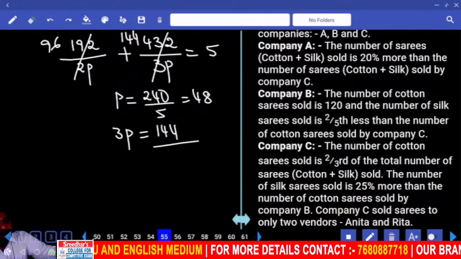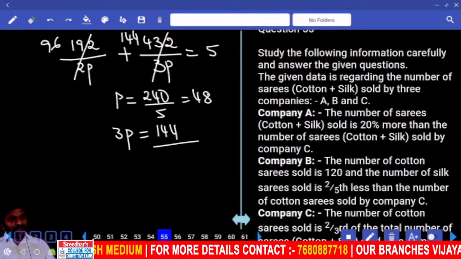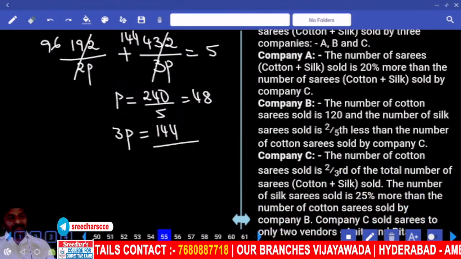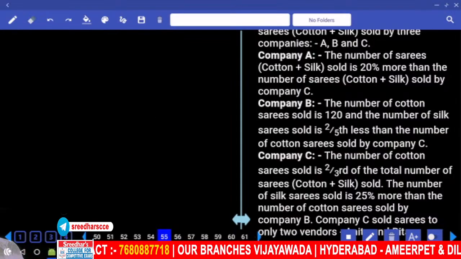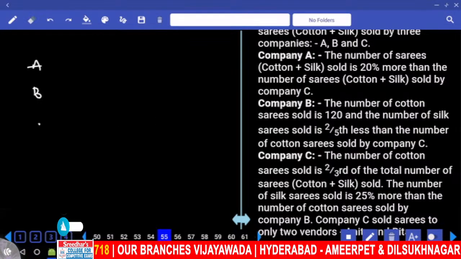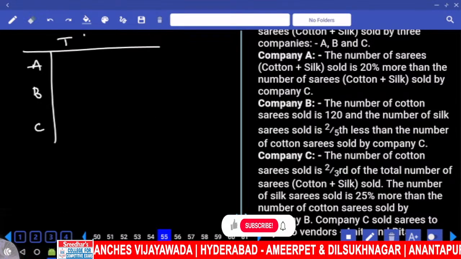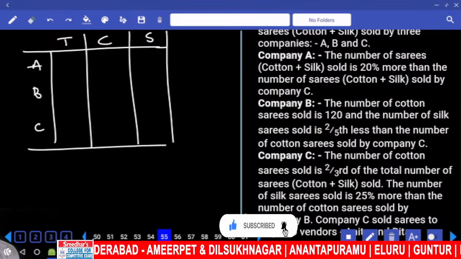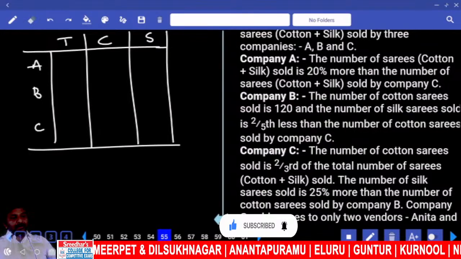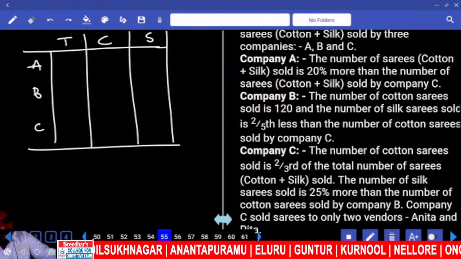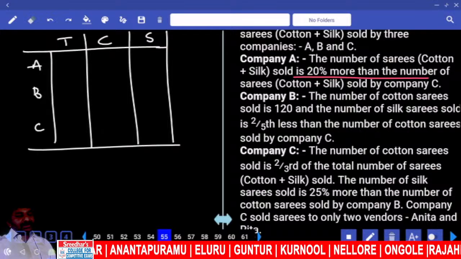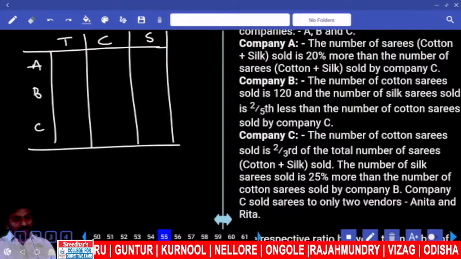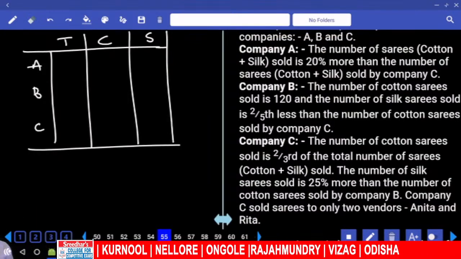Company A, what is this about? Data given is regarding number of sarees, cotton and silk, sold by 3 companies A, B, C. The number of sarees sold is 20% more than number of sarees sold by company C. Company C, we don't know the total. See, somewhere we need a number.